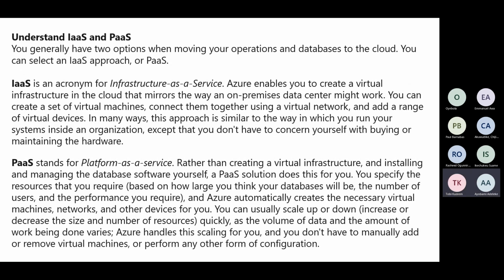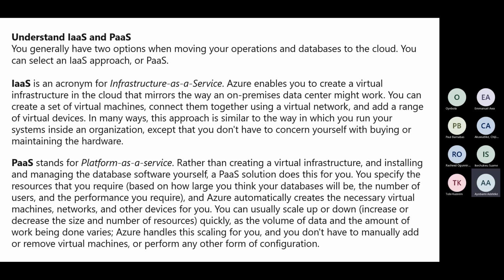So going cloud, there are two approaches. You either go infrastructure as a service, that's IaaS, or you go PaaS, platform as a service. So depending on the environment, depending on your budget and what you're trying to achieve within your business. Infrastructure as a service, Azure gives you that opportunity to create a virtual infrastructure in the cloud that mirrors the way your on-premise data center might be working.